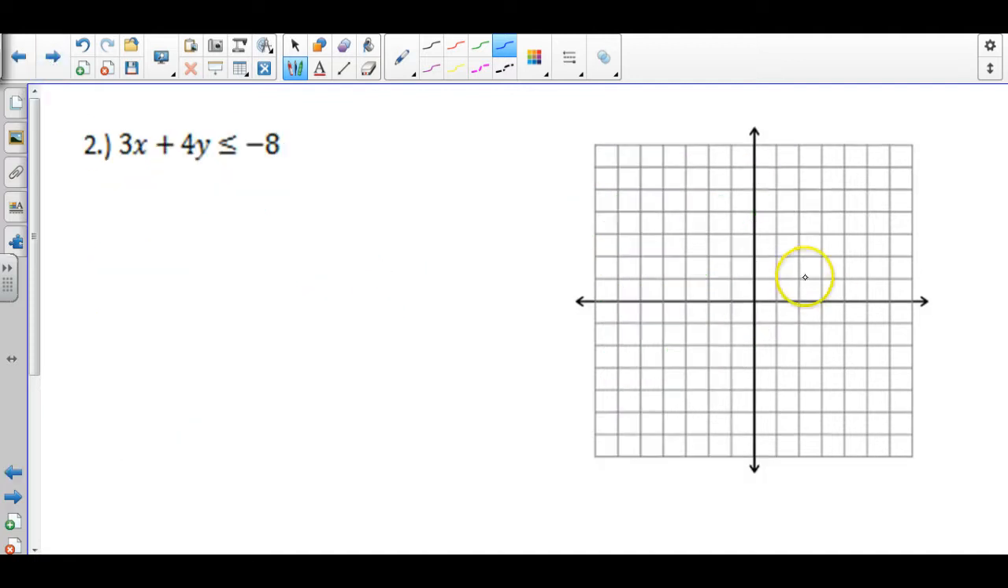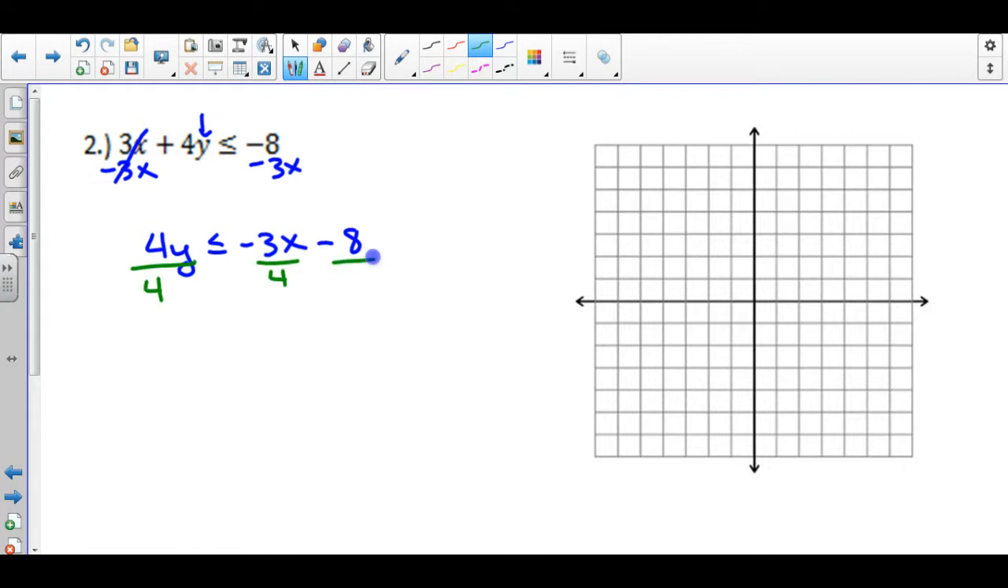This one is in standard form: 3x plus 4y is less than or equal to -8. The first step is to put it into slope-intercept form, which means we need to isolate y. My first step will be to subtract 3x on both sides. Keeping this in slope-intercept form, I have 4y is less than or equal to -3x minus 8. Now I'm going to divide everything by 4, and that isolates y. So I have y is less than or equal to -3 over 4 x minus 2.